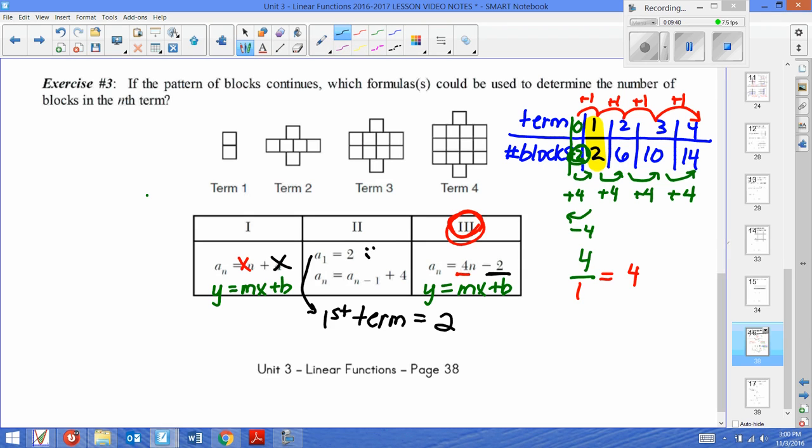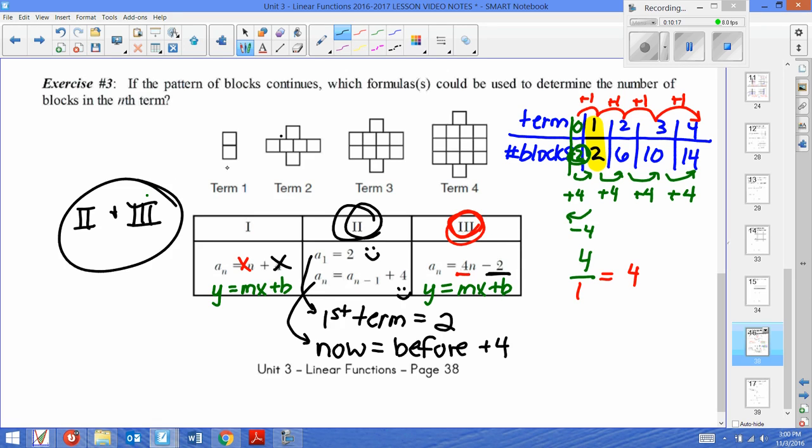We like that. Okay, let's look at this before, now, next rule. Let's write this out. I'll do that right under. So the now is equal to the before plus 4. Now is equal to the before plus 4. So to get to the now, look before and add 4. Yep. To get to this now, I look to the before and add 4. Yep. This is working out as well. So what formulas? We would say formulas 2 and 3.